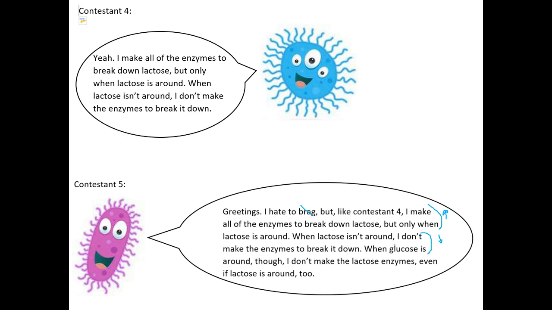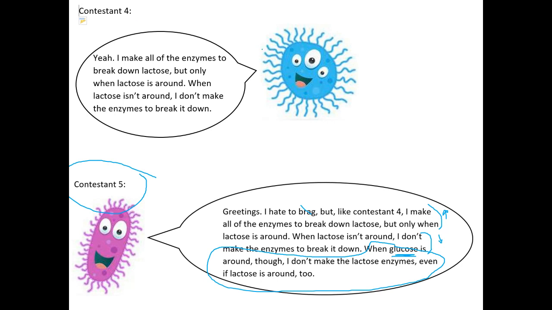That's really, really good. On top of that, when glucose is around, I don't make the enzymes to break it down, even if lactose is too. Glucose is actually an easier food source to use. So this one is going to have such nice tight control over gene regulation that even if lactose is around, it's not going to make the enzymes to break it down if there's something easier to use. So we're going to look at how contestant number 5 has evolved and what systems contestant number 5 actually uses to do this incredible work.